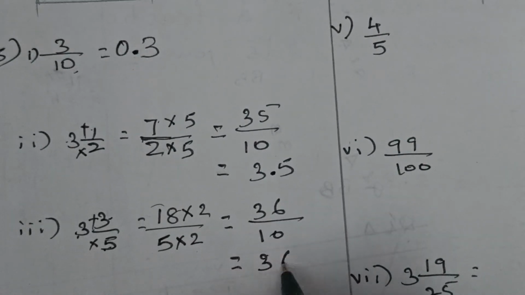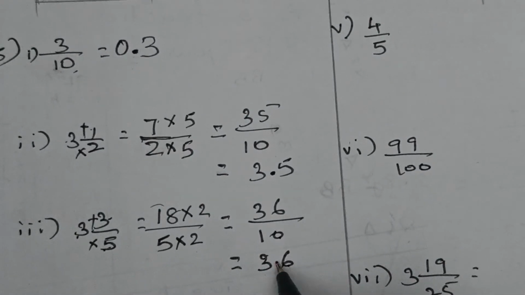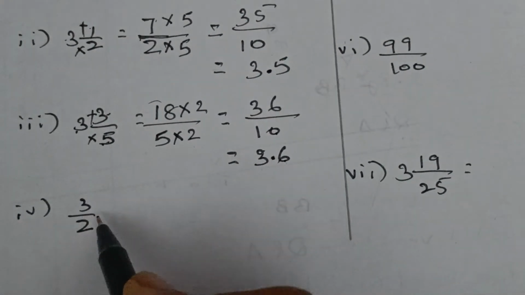We write the numerator as it is, and look at the denominator. There is only one 0. So count one number from one's place, from the right hand side. Count one number and keep a point. That's all. Sum is over. 3.6.